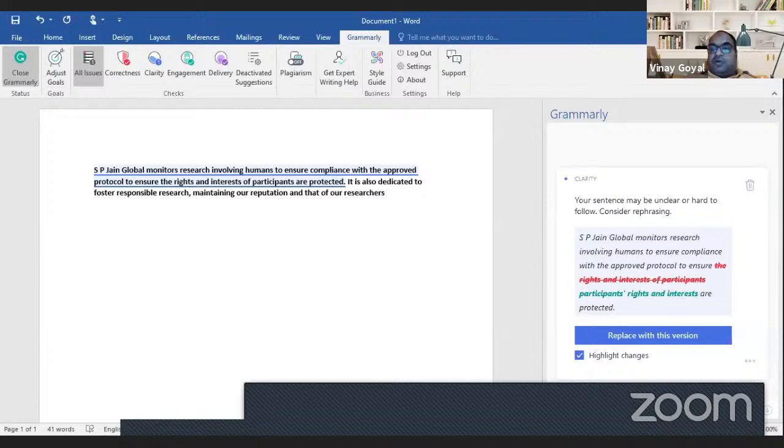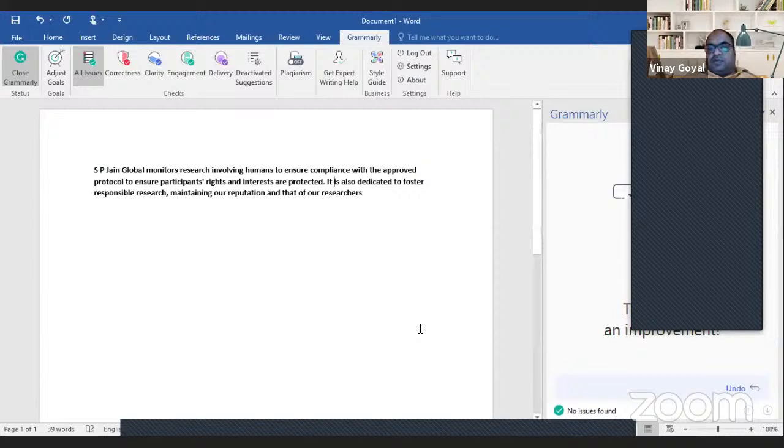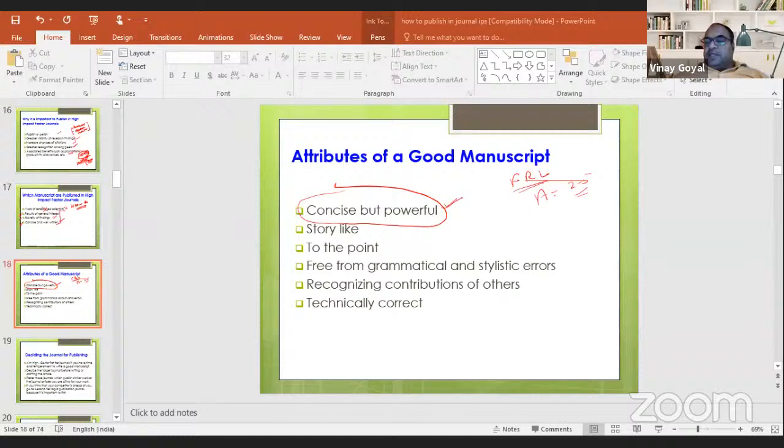And now you can see that's quite an improvement. Now this Grammarly is saying no issues found. So what I'm trying to show with this is that you can use this language software. I'm not saying that you cannot use it, but the problem in using this language software is you have to monitor.